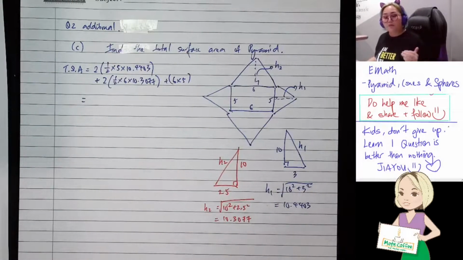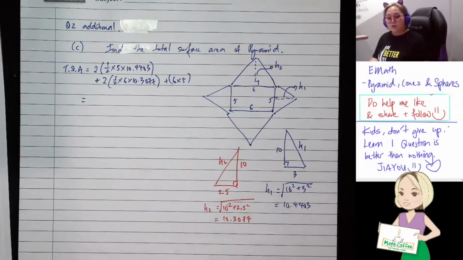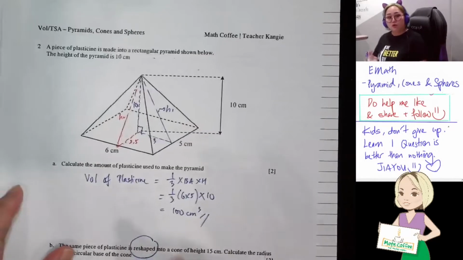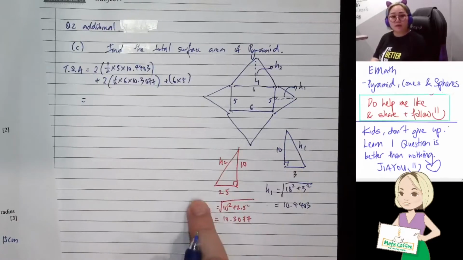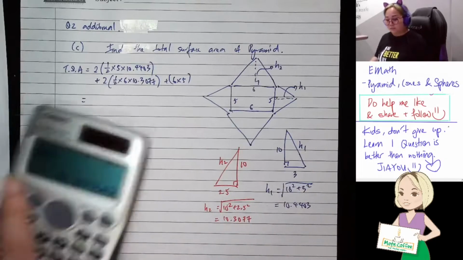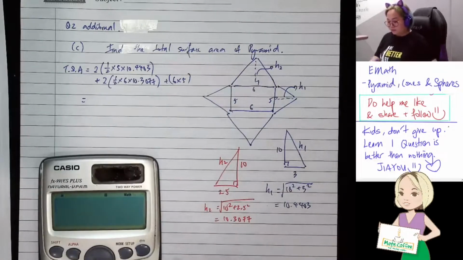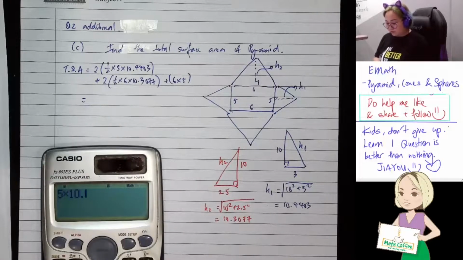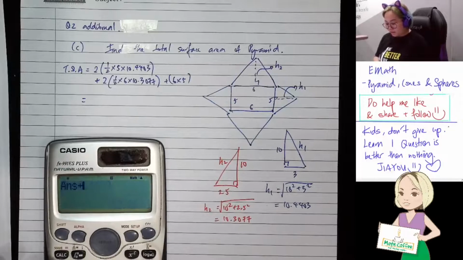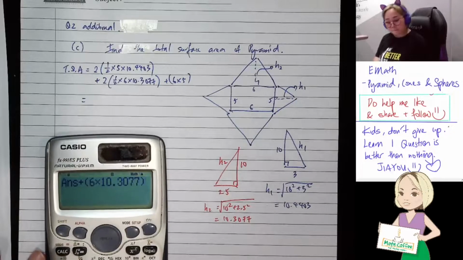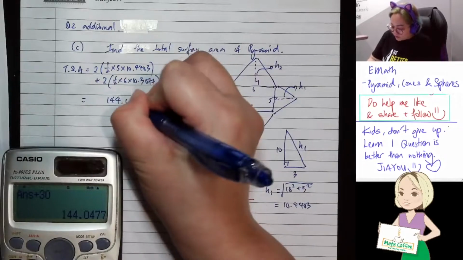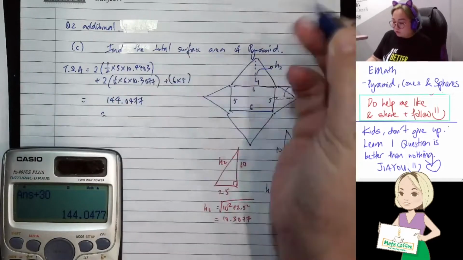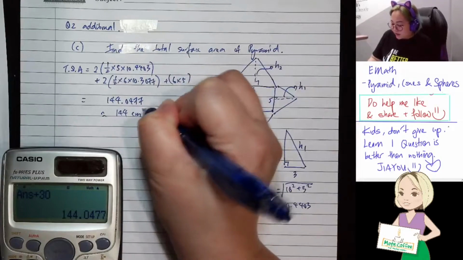Got it? For a pyramid, you have to use a lot of Pythagoras theorem. You need to know how to draw it out in 3D so you can visualize better. I always draw out the separate triangles so that I can find them accordingly. So let's do our calculation. 5 times 10.4403 plus the rest, and we will have 144.0477. Round off to 3 significant figures, 144 cm square.